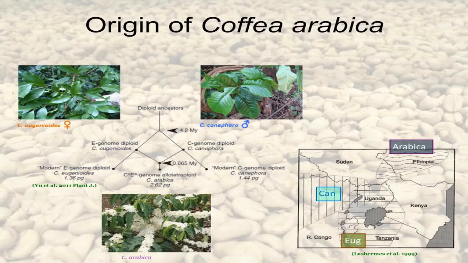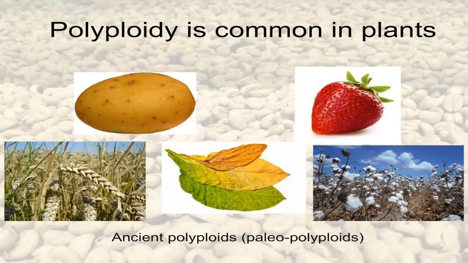And I should say that canephora was actually previously sequenced in another study. So we've added a bit of data to that one as well, which I'll tell you more about in upcoming slides. You can see here the distribution of canephora and eugenioides. So there's a slight overlap in northeastern Africa. And Arabica is found in Ethiopia at slightly higher elevations.